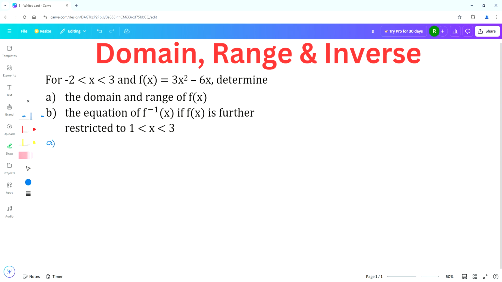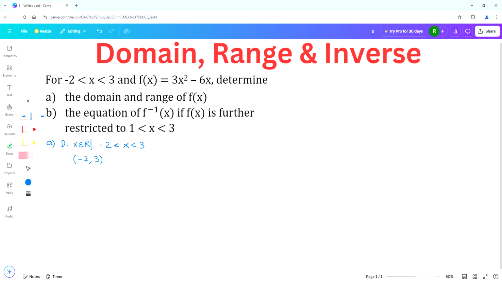The domain of f(x) is given as x is between -2 and 3. So we can write the domain as... we can write this domain in interval notation as... now we can find the range.